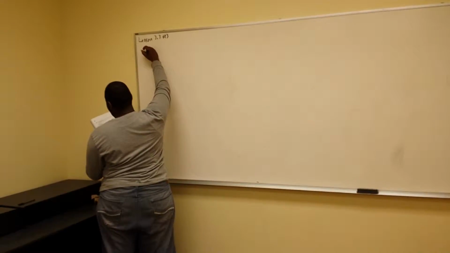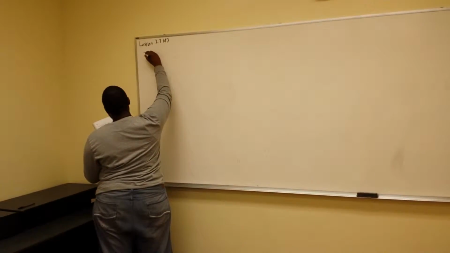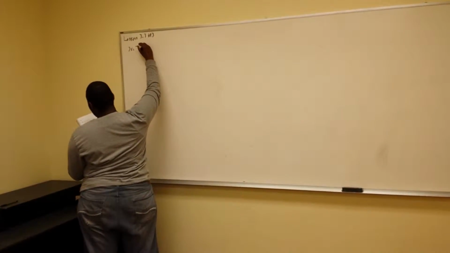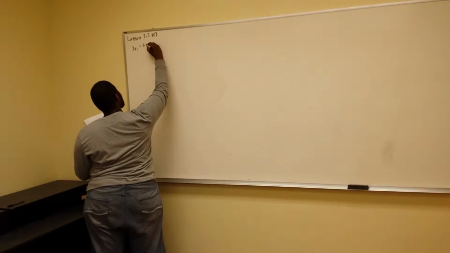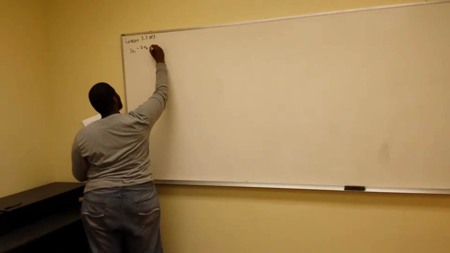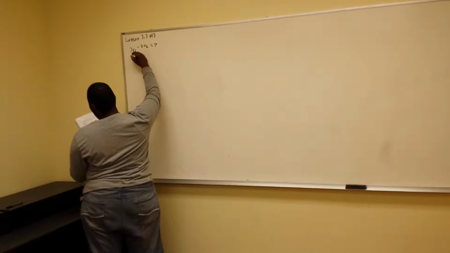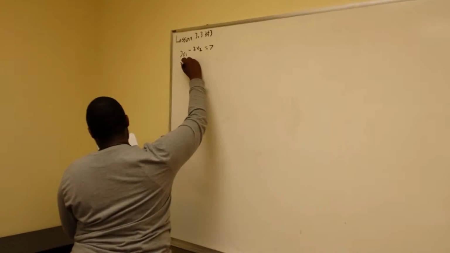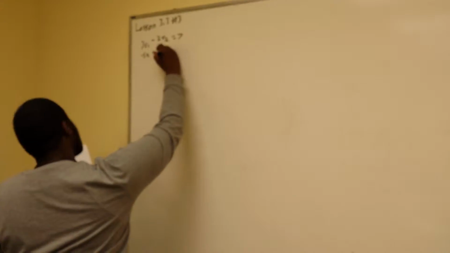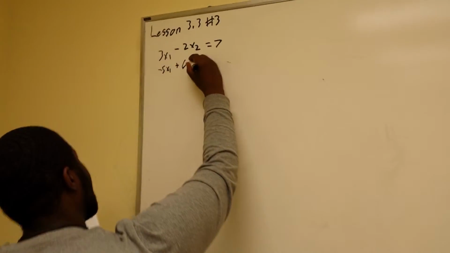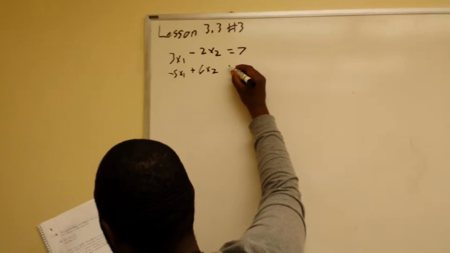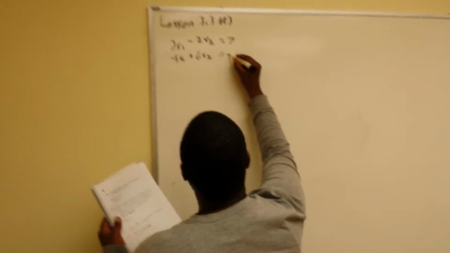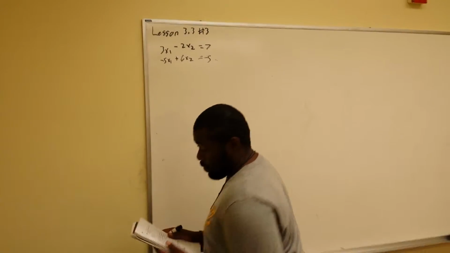Number 3. So we have 3x1 minus 2x2 equals 7. And for our second equation, we have negative 5x1 plus 6x2 equals negative 5.